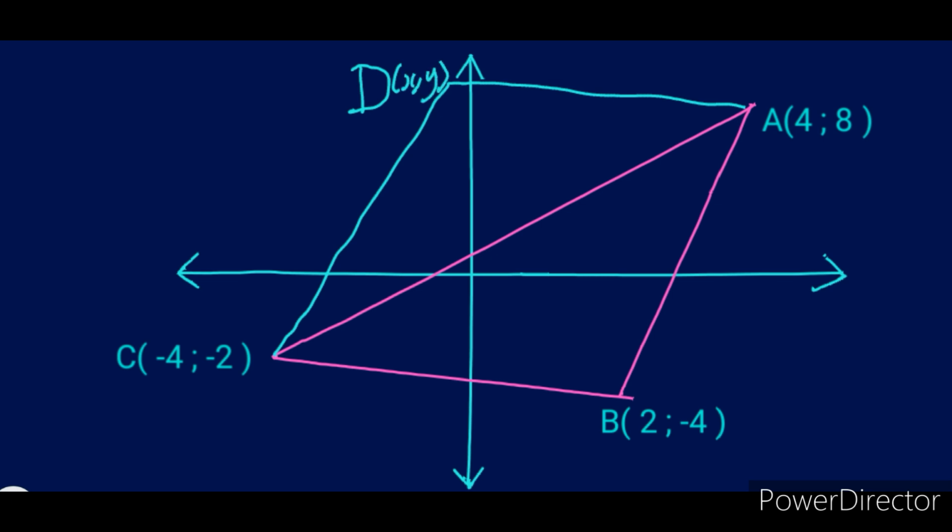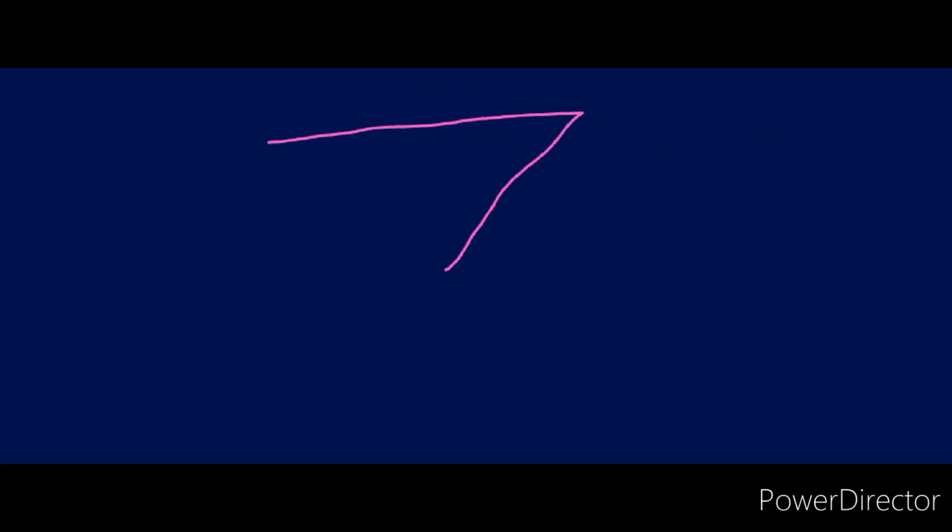So if they give you D and they say D is a point in the second quadrant such that ABCD is a parallelogram, and they ask you to solve it, before we solve it, let's remind ourselves of the properties of a parallelogram. The first thing is that opposite sides are parallel, hence the name parallelogram. And then opposite sides are equal.